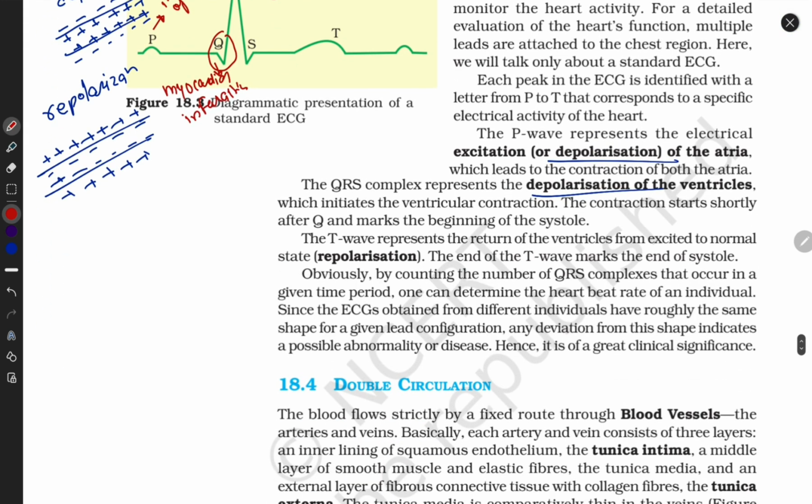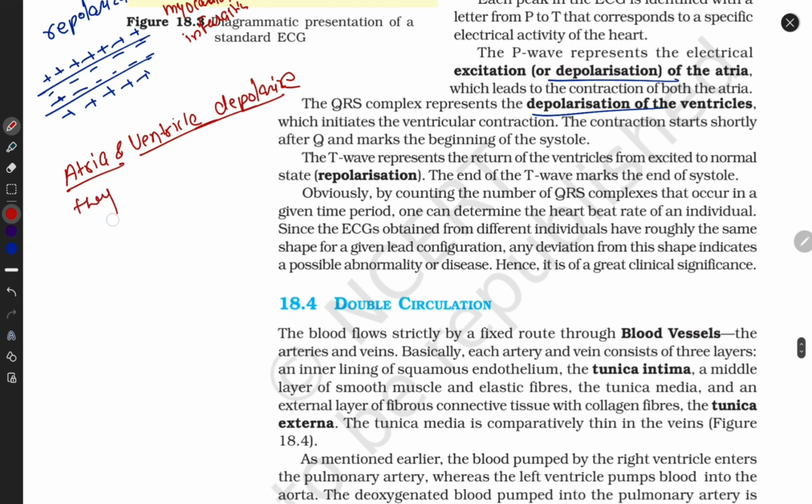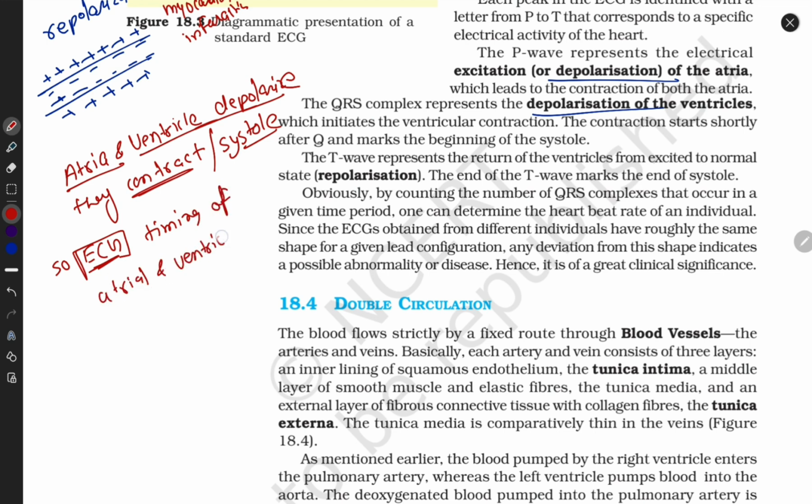If I say that atria and ventricles depolarize, then you have to understand that at that time they contract, they systole. Clear, guys? So what does ECG show us? ECG shows the timing of atrial and ventricular systole and diastole. So what is the definition of ECG? The timing of movement, the timing of atrial and ventricular systole and diastole of the heart.